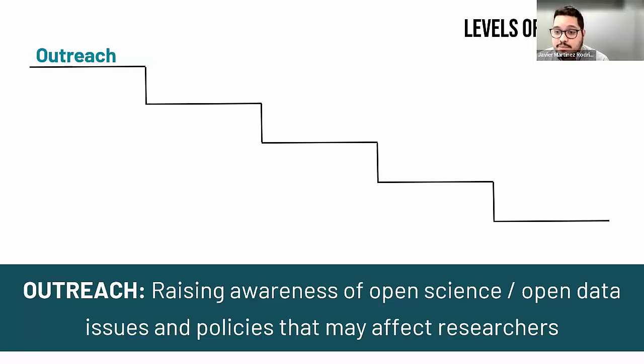So the first step might be taking on outreach to your research community to raise awareness on issues around open science and open data, policies around data sharing, and anything else data related that may affect them. This is a good way to learn about these issues and to begin to make the connection between the library and data within your institution.